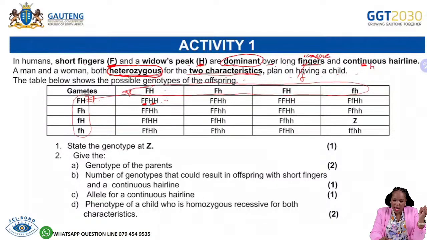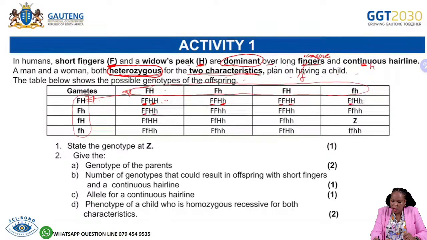The second one, if we go across, is going to have short fingers with widow's peak as well, because it is now in a heterozygous state and we know one is dominant over the other. The dominant will be the one that is expressed in the phenotype, right? Then the third one is going to be short fingers with widow's peak. Short fingers, widow's peak. So you can count from doing that. Short fingers, widow's peak.